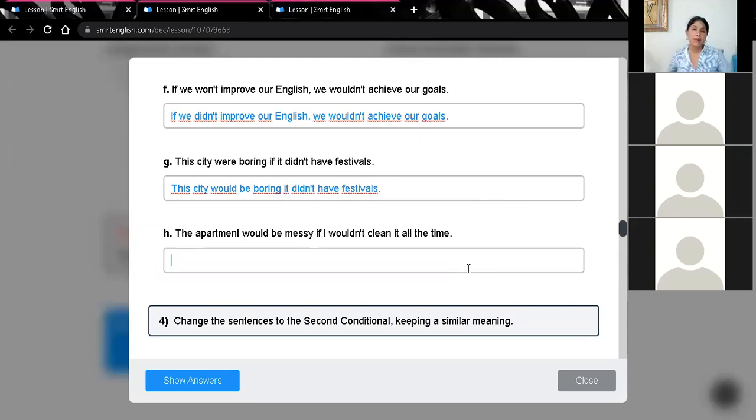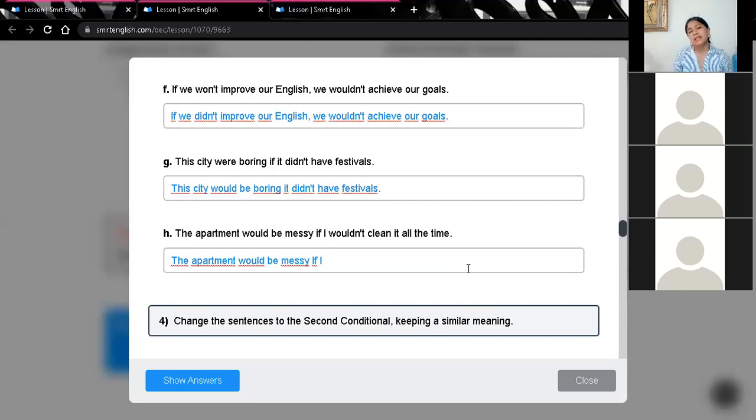The apartment will be messy if I wouldn't clean it all the time. What is the mistake? I think it's would. Read it again. The apartment will be messy if I wouldn't clean it all the time. Wouldn't is a mistake. So how do you have to modify it? The apartment will be messy if I clean it all the time.